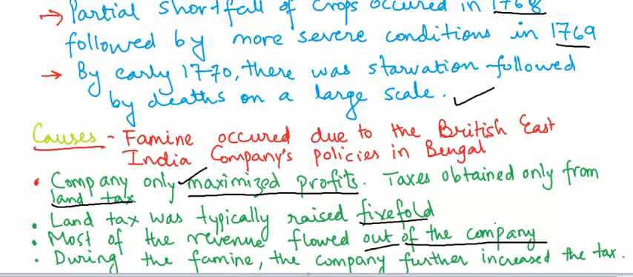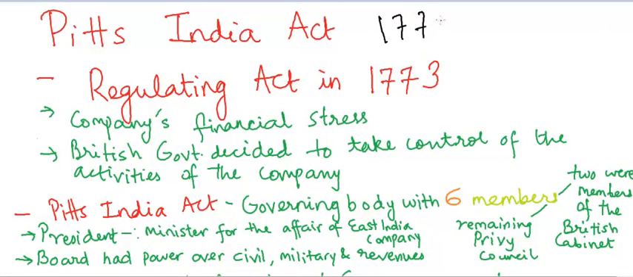As the famine approached its height, the company announced that the land tax for the following year would be further increased by 10%. Now imagine the distress of the rural community in Bengal. So by the early 1770s, the company was in huge financial distress. It asked for some help or assistance from the British government. Faced with corruption amongst the company officials in India, the British government decided to control the activities of the East India Company. Hence came the Regulating Act in 1773.